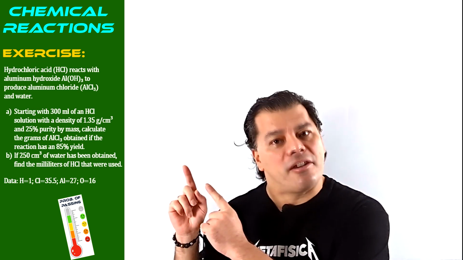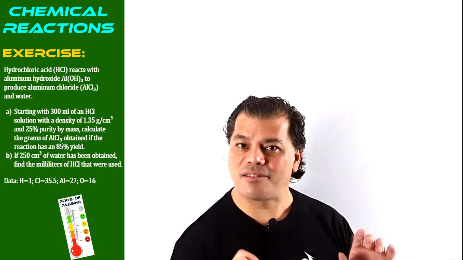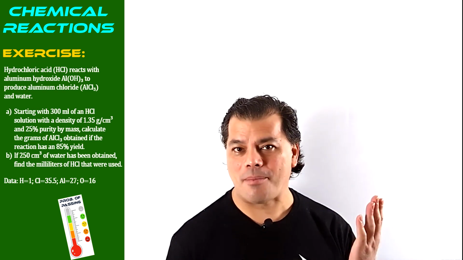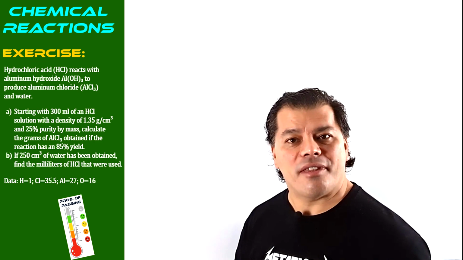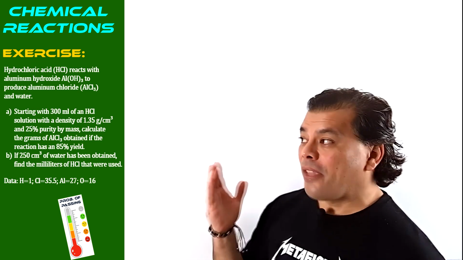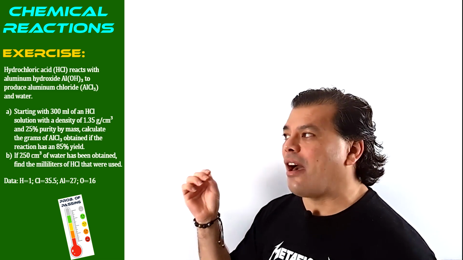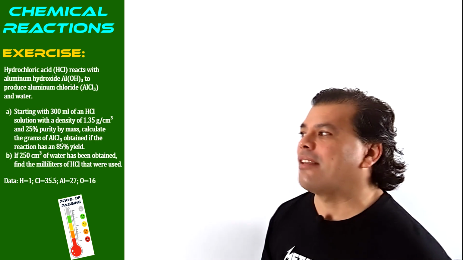the amount of reagent. As you can see from our thermometer, this is a typical exam exercise, so if you understand every procedure we are doing, you will be ready to pass your exam. As always, let's read together the statement. It says that hydrochloric acid reacts with aluminum hydroxide to produce aluminum chloride and water. This is the reaction.